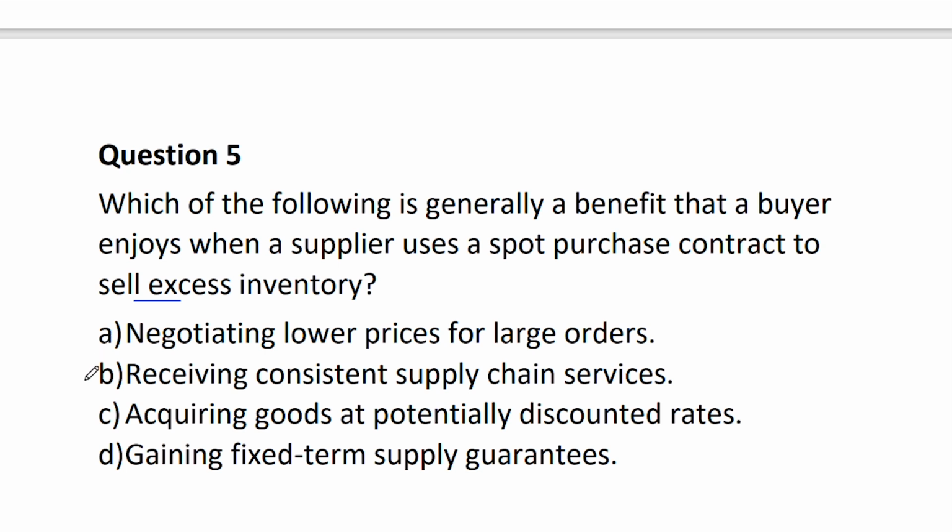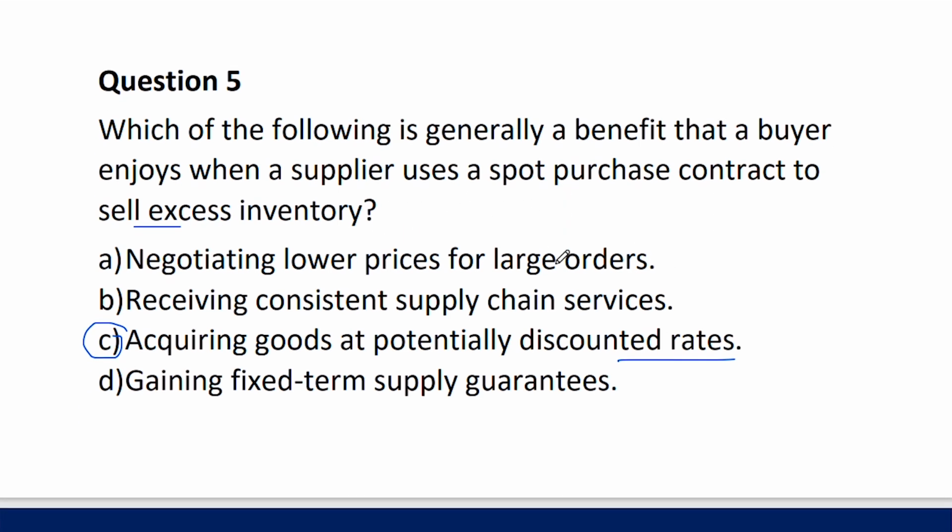Is it receiving consistent supply chain services? Is it acquiring goods at a potentially discounted rate? Is it gaining fixed term supply? It is actually acquiring goods at potentially discounted rates, because these people are selling excess inventory and they want those things to move as fast as possible. Those are advantages. You still need to deal with disadvantages.